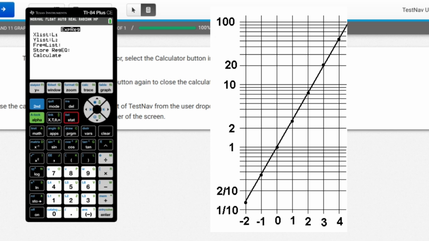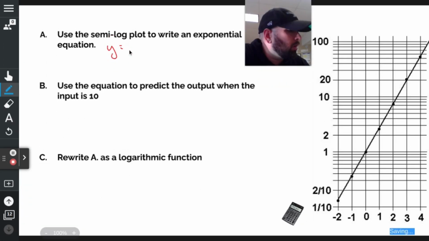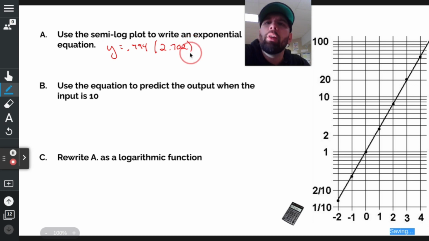So I'm going to do exponential regression. I'm going to make sure that I store my equation into y sub 1 by going to vars, y vars, function, y sub 1. When I calculate it, I get this. But you know what? Oh, man, that is awfully close to one. Awfully close to one. I just missed it, though. So I will have the equation y equals 0.994 times 2.702, and that's awfully close to e, 2.702 to the x. Y equals 0.994 times 2.702 to the x power.